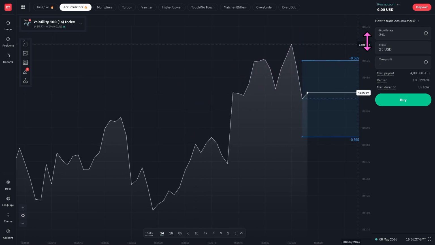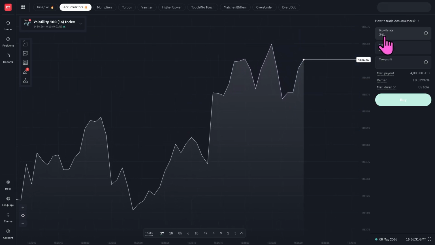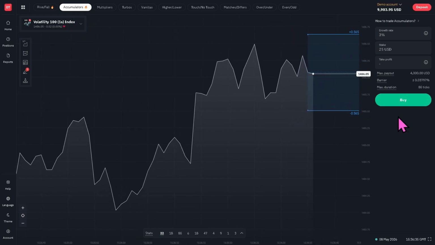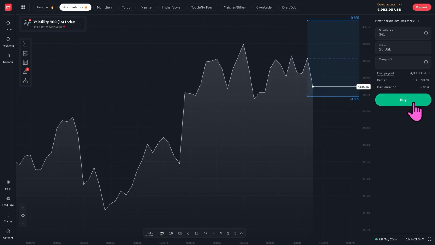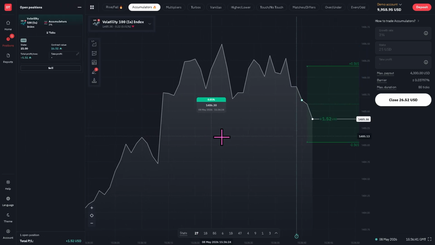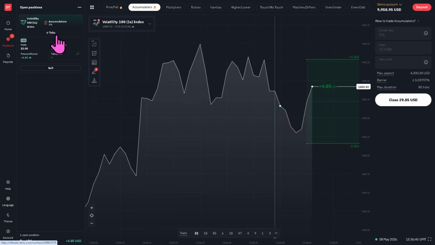Now, what you can do here, instead of using a real account, go for the demo account so that you can place trades using the accumulator without any risk. And from here, click the buy option. It's super simple. After placing the trade, you'll now see the live accumulator running.